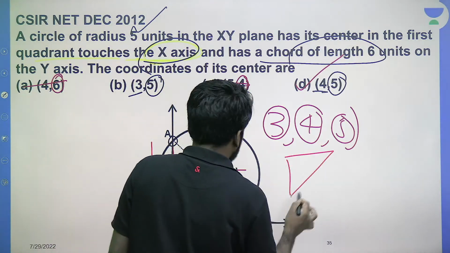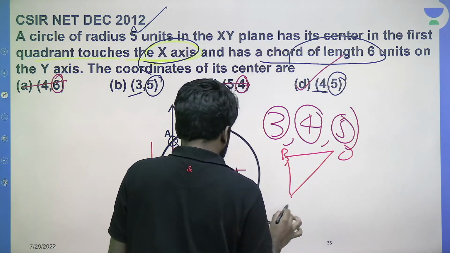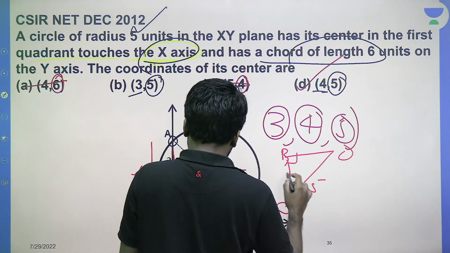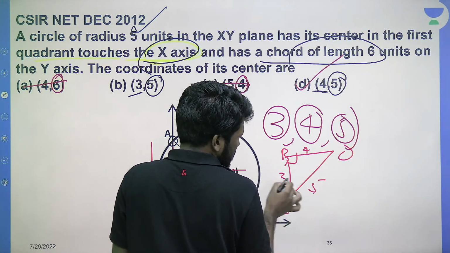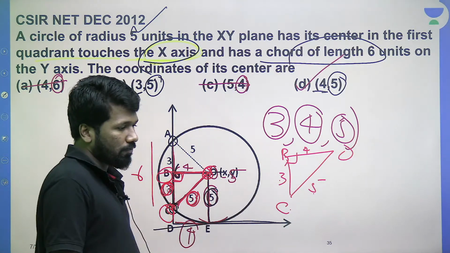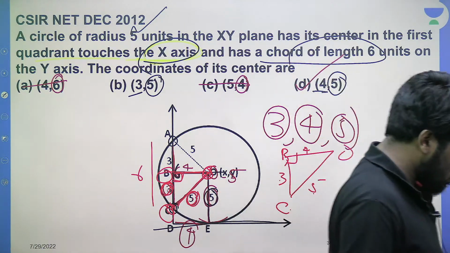वो ट्रायंगल OBC कंसिडर किया तो ये 5 है, ये 3 है, सो ये क्या होगा? 4 होना चाहिए, क्योंकि 5 स्क्वायर माइनस 3 स्क्वायर का स्क्वायर रूट, या 3 4 5 एक पाइथागोरियन ट्रिपलेट है. दैट इज हाउ टू डू इट.